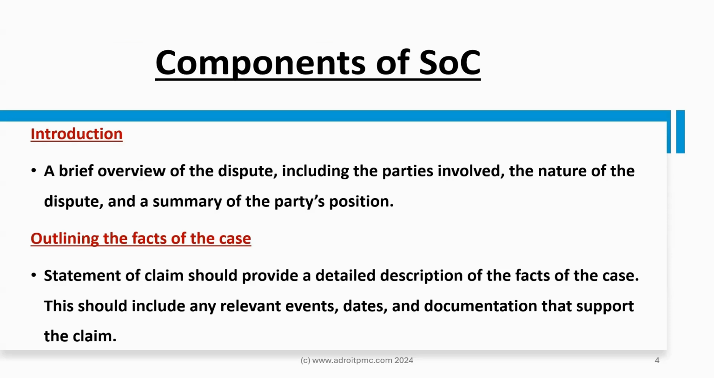Next is outlining the facts of the case. In this part, the claimant, or rather the counsel, will focus on the factual matrix. In a chronological way, he will mention what has happened from the execution of the contract till the commencement of arbitration proceedings, with all relevant events, dates, and documentation.